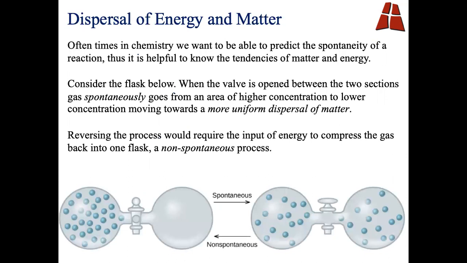Ultimately this leads to a discussion of the dispersion of both energy and matter. If we start with the dispersion of matter, things that are more concentrated will move towards a more uniform dispersal of that matter under spontaneous conditions. The example here is, say you have one flask with gas and one flask under vacuum. If you were to open a stopcock between them, you would end up pretty quickly with an equal distribution of matter, because that is a spontaneous process. If you wanted to reverse that, get the gas back into only one part, you would have to put in some sort of external energy into that system in order to drive that non-spontaneous process, right?